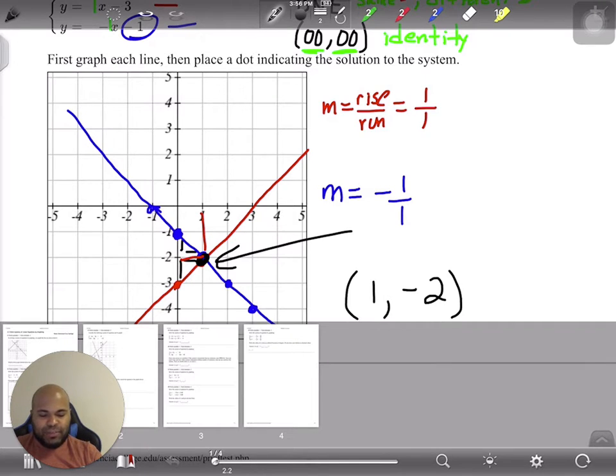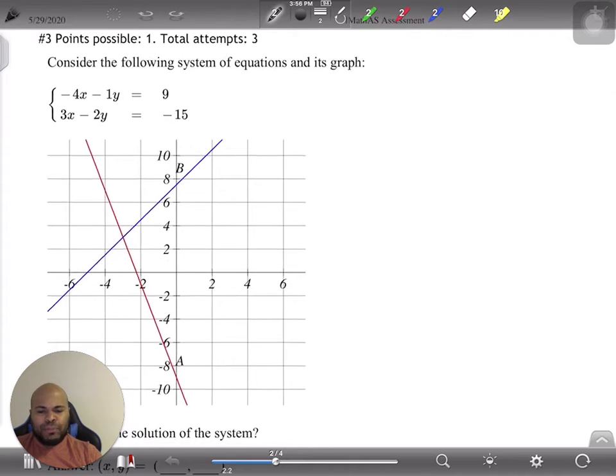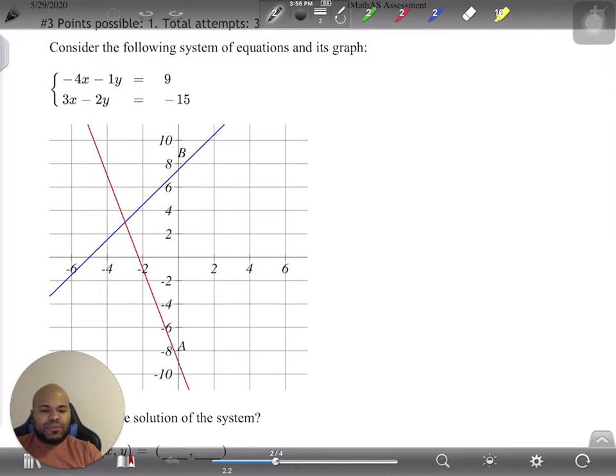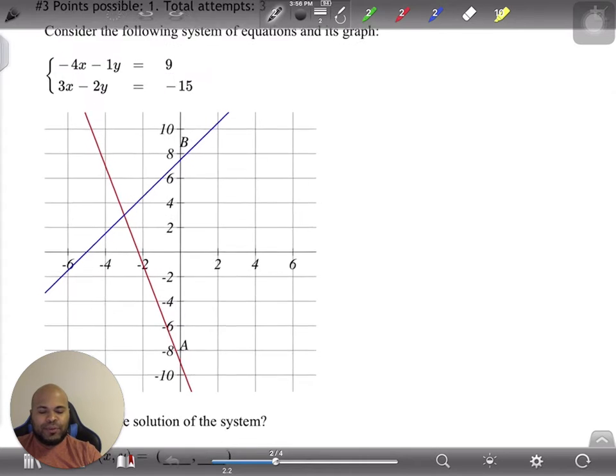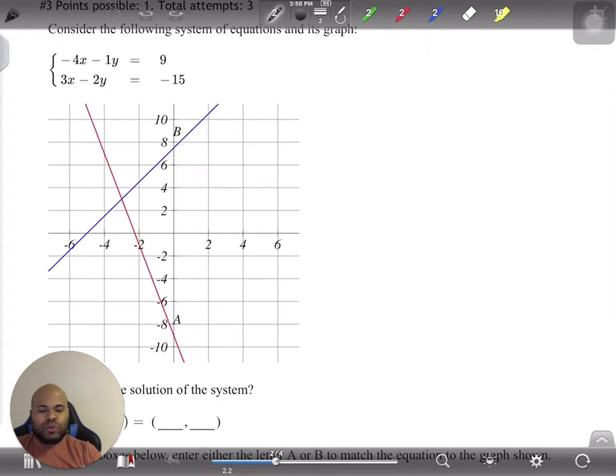Let's do the next problem. Number 3. Consider the following systems of equations. And isn't that nice? They graphed it for you. Perfect. Okay. They say, what is the solution of the system?